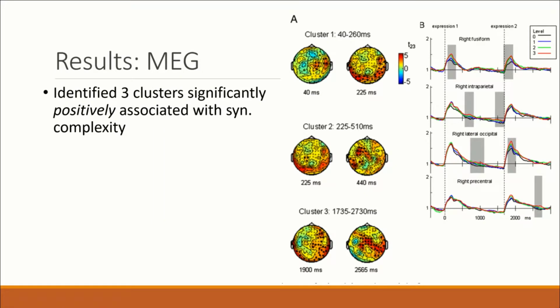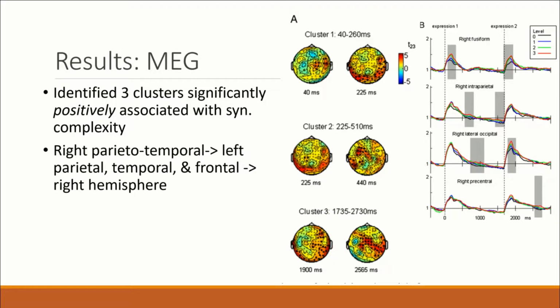Now we finally move to the MEG results. The MEG results revealed 3 clusters of activity that were significantly positively associated with syntactic complexity. Note that this is the opposite of what was observed in the fMRI results, where brain signal was negatively associated with syntactic complexity. The first cluster began in the right parieto-temporal region, and the second was in the left parieto-temporal and frontal regions. The third was in the entire right hemisphere.